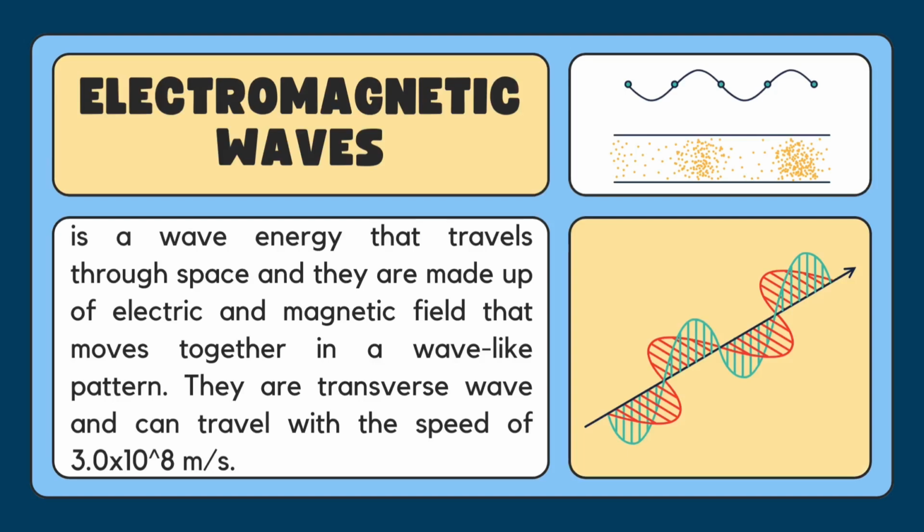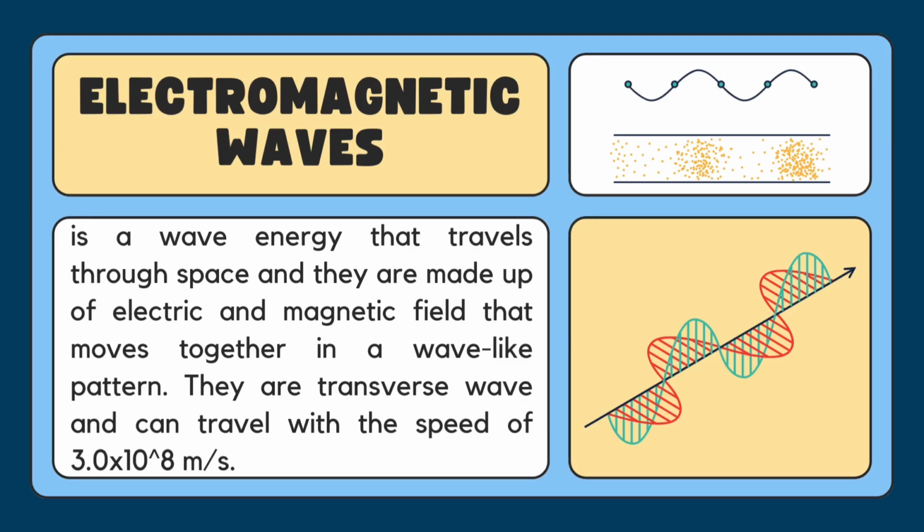Now, let us define what is electromagnetic waves. So when we say electromagnetic waves, it is a wave energy that travels through space, and they are made up of electric and magnetic field that moves together in a wave-like pattern. They are transverse waves and can travel with the speed of 3.0 times 10 raised to 8 meters per second.